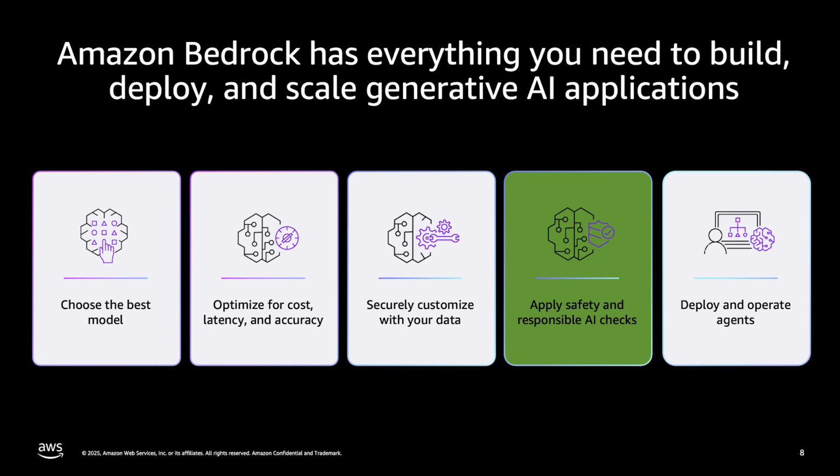Next, you can use contextual information from your company's private data sources to deliver more relevant, accurate, and customized responses. You can implement safeguards that are customized to your application requirements and responsible AI policies. And then you can seamlessly connect with company systems, connect with APIs and data sources to be able to drive automation.